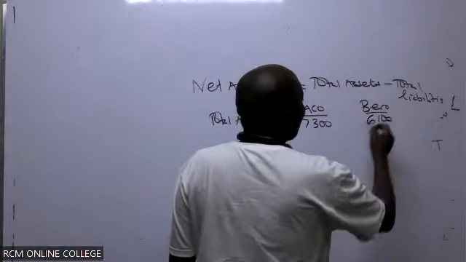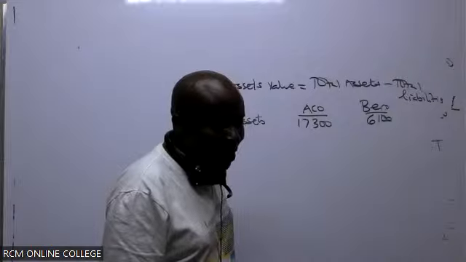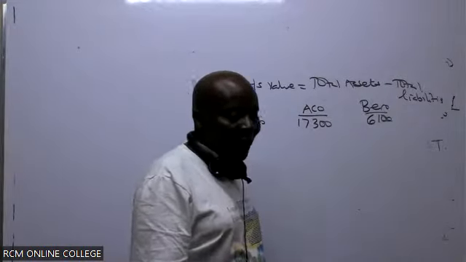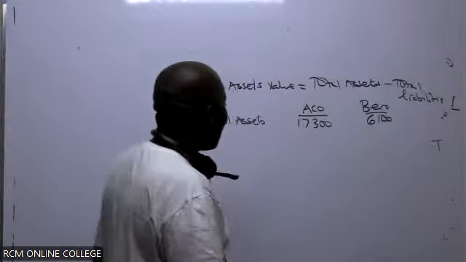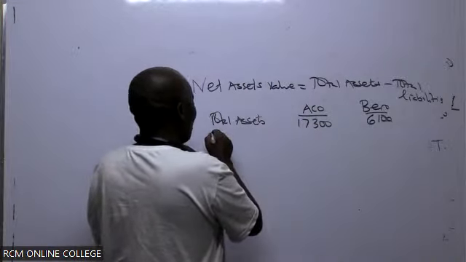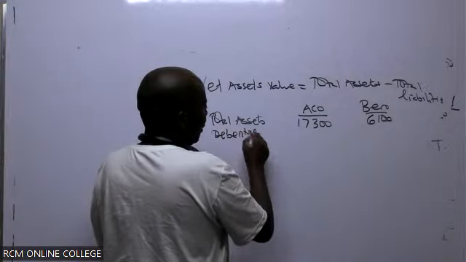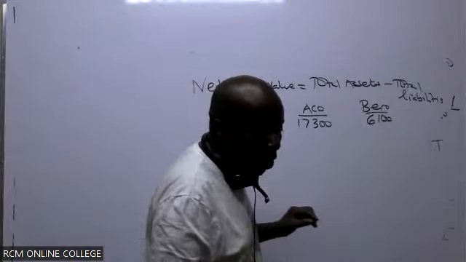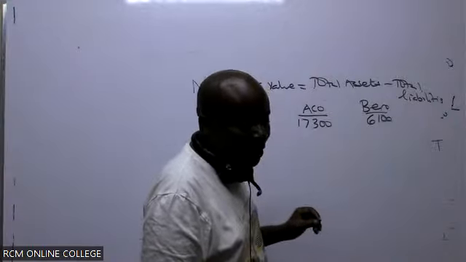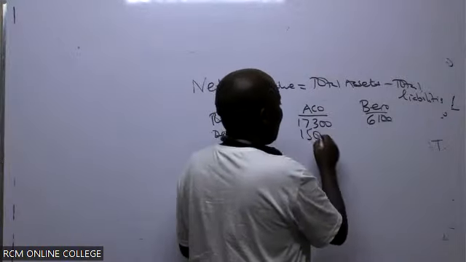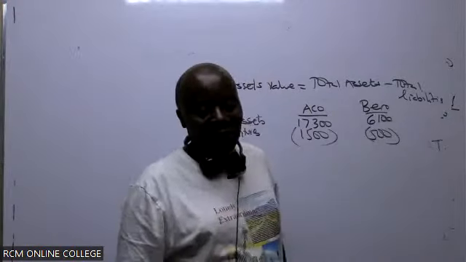So we search for any liabilities that they could be having. Do they have any liabilities? Oh, yes, they do. Number one, they have what we call debentures. For ACO and Bero we can see 10% debentures, 1,500 and 500. Do they have any other liability, my friends, my colleagues?